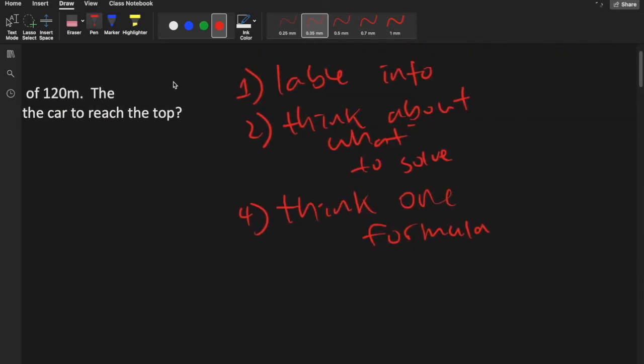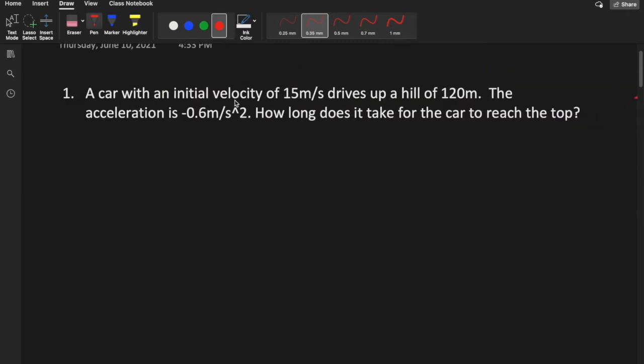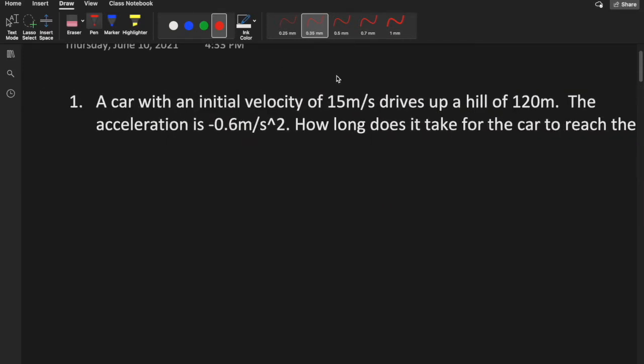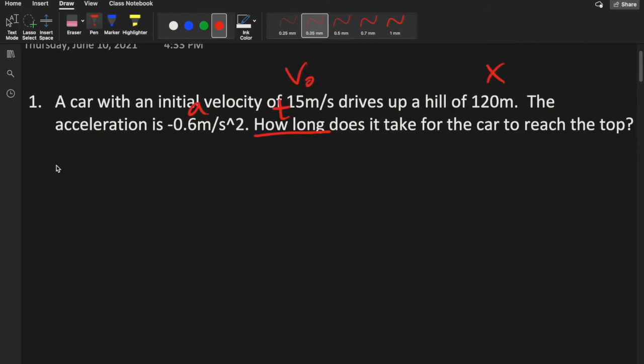So here are at least 3 steps that I usually do when I am solving a problem. The first one is label all information you know and think about what you need to solve, right? So what is the question asking for, and then think of one formula that you can use to solve your problem. In this problem, I know the initial velocity, I know the displacement, I know the acceleration, and the question is asking me to solve for time, right? So the first formula that popped in my mind is this one.